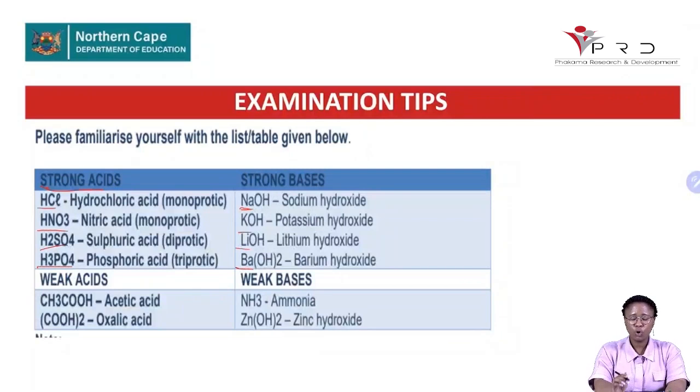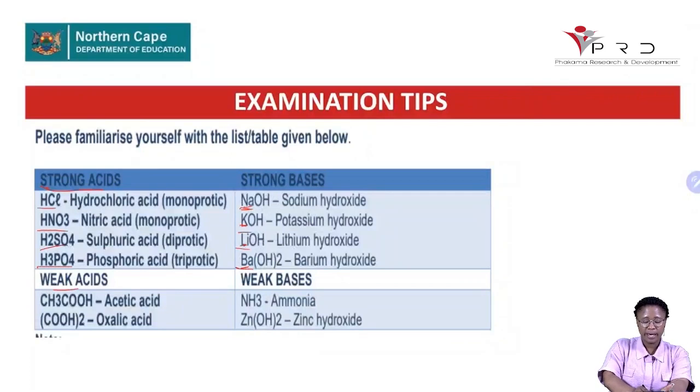And if you look closely, you will see that, how do you identify your strong bases? You look at Na, you look at potassium, you look at lithium, you look at beryllium. They are all elements from group 1. So all the elements that are in group 1 that can react with a hydroxide, you know that they are going to form strong bases. Okay, I hope this is going to assist you.